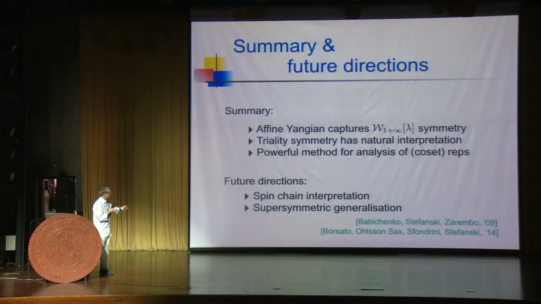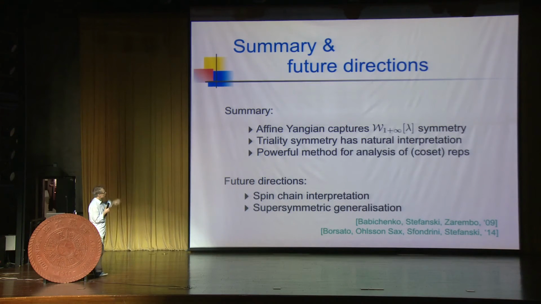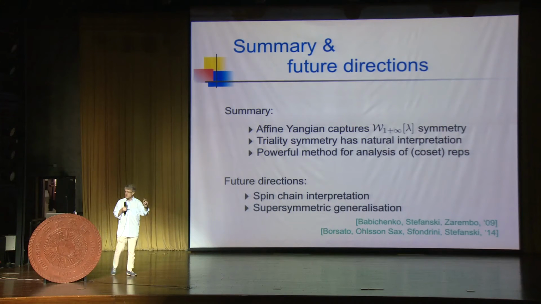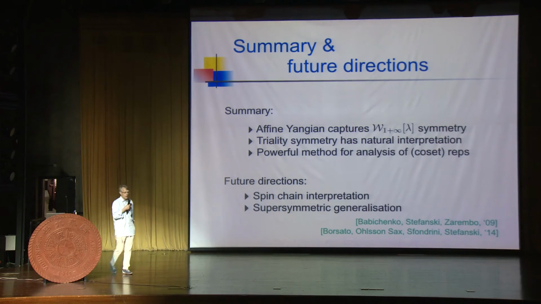So what we've shown, and as I keep reiterating, this goes back to an observation of Prochazka, is that the affine Yangian of GL1 captures this W1+infinity symmetry. In fact, it seems to be isomorphic to the universal enveloping algebra of the W1+infinity symmetry. The triality symmetry, that's a little bit obscure from the point of view of W infinity, has a very neat action on the representations in terms of exchanging the asymptotic direction. And among other things, this is a powerful method for the calculation of characters.